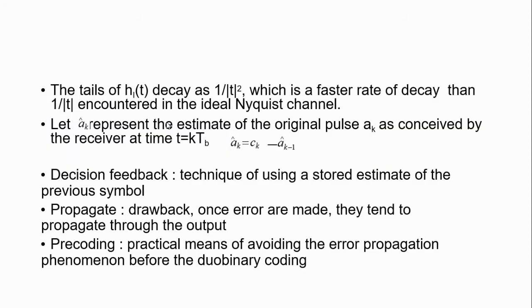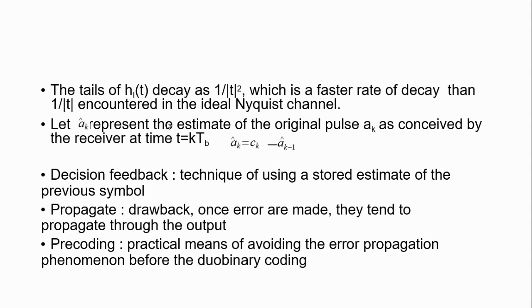In the tail of h(t), the decay is 1 divided by t square. So it will produce a faster rate of decay than the ideal Nyquist channel. And here, a_k cap represents the estimate of the original pulse, and it is considered on the receiver side, and a_k equals c_k minus a_(k-1).